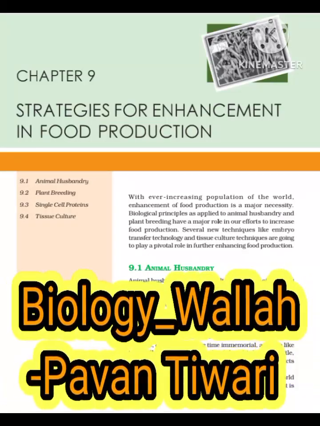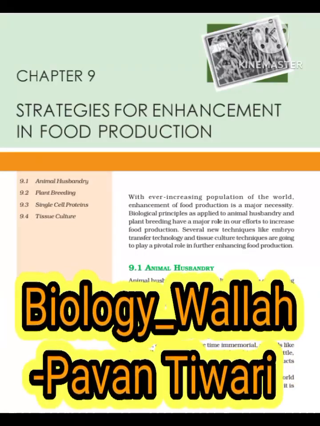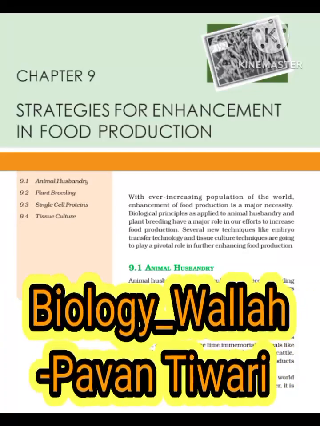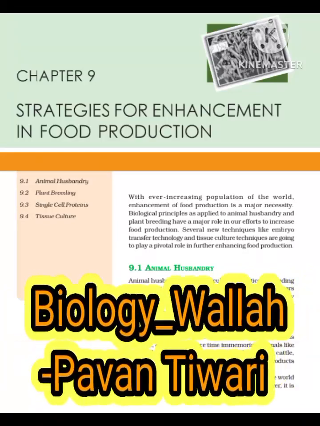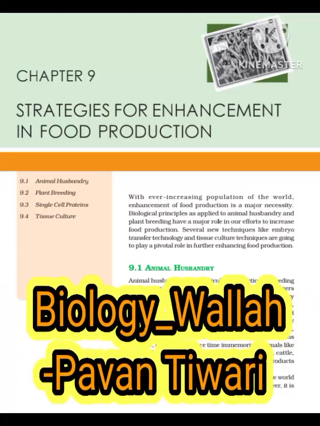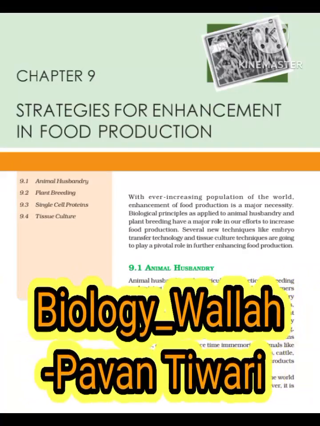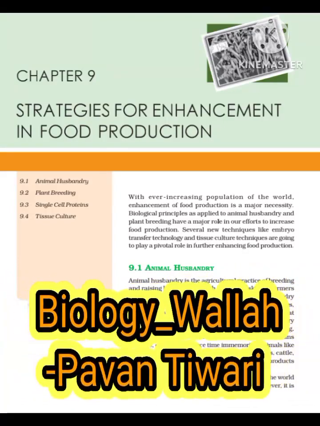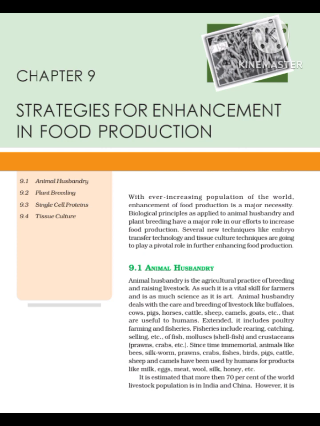Chapter 9 Strategies for Enhancement in Food Production. 9.1 Animal Husbandry, 9.2 Plant Breeding, 9.3 Single Cell Proteins, 9.4 Tissue Culture. With ever-increasing population of the world, enhancement of food production is a major necessity. Biological principles as applied to animal husbandry and plant breeding have a major role in our efforts to increase food production. Several new techniques like embryo transfer technology and tissue culture techniques are going to play a pivotal role in further enhancing food production.